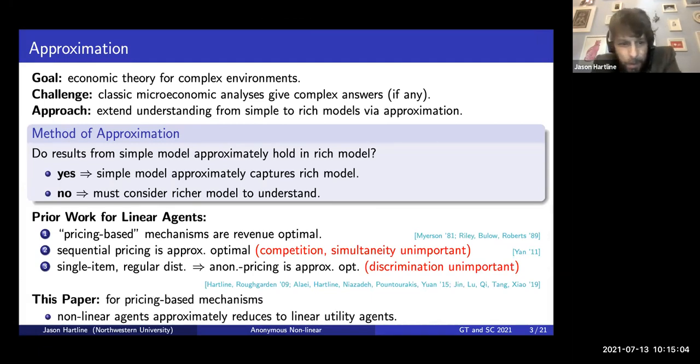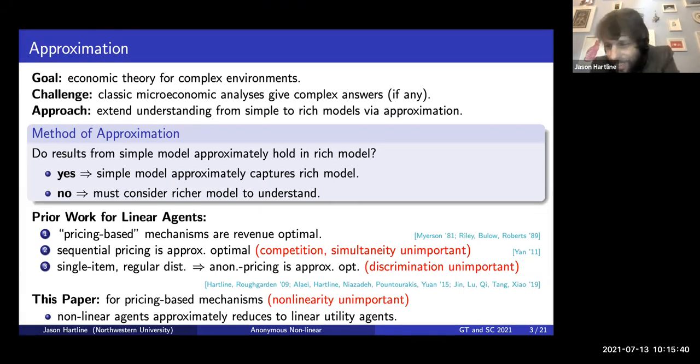What we're doing in this paper is showing that these results can automatically be lifted and applied to nonlinear agents as well. If I have approximation results that I've shown for linear agents, then for large families of agents with nonlinear preferences, those approximation results approximately extend to nonlinear preferences. Meaning, in some sense, nonlinearity is not that important.